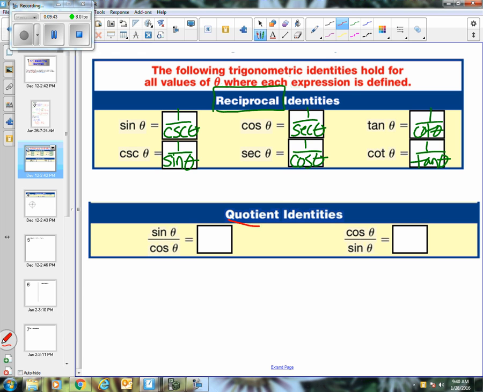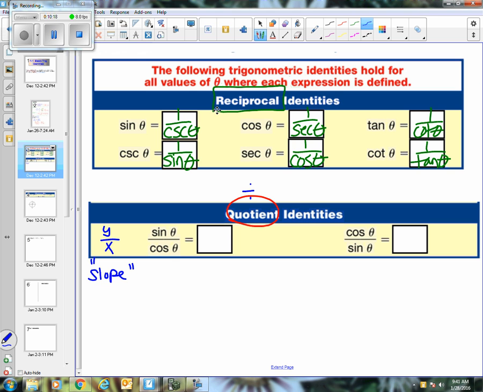All right, the next ones are called quotient identities. What's a quotient? Think back to your basic operations. Which operation is quotient? Division, right? Okay, so these are all coming from something being divided. So let's look at the first one, sine divided by cosine. Think back to our pictures. When we think about our unit circle, sine is the y value, right? And cosine is the x. So which trig ratio is y over x? Or that other mathematical concept we've talked about before, slope?